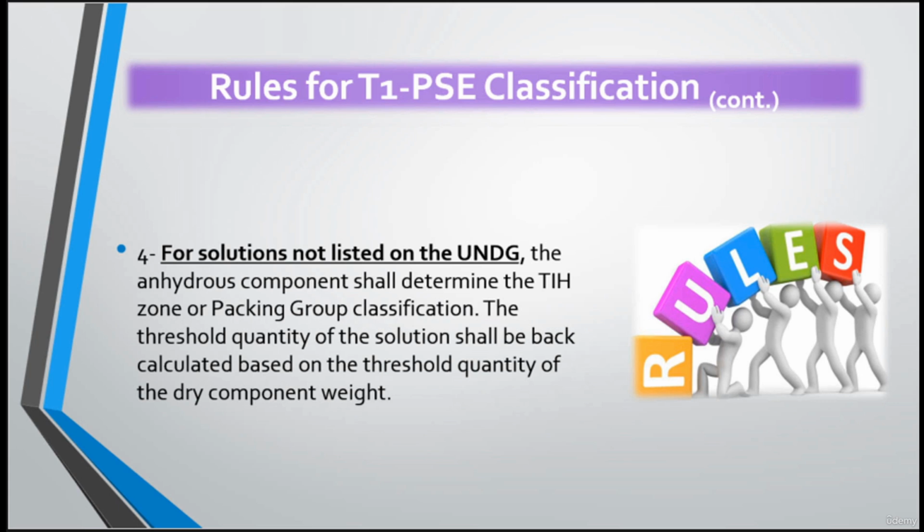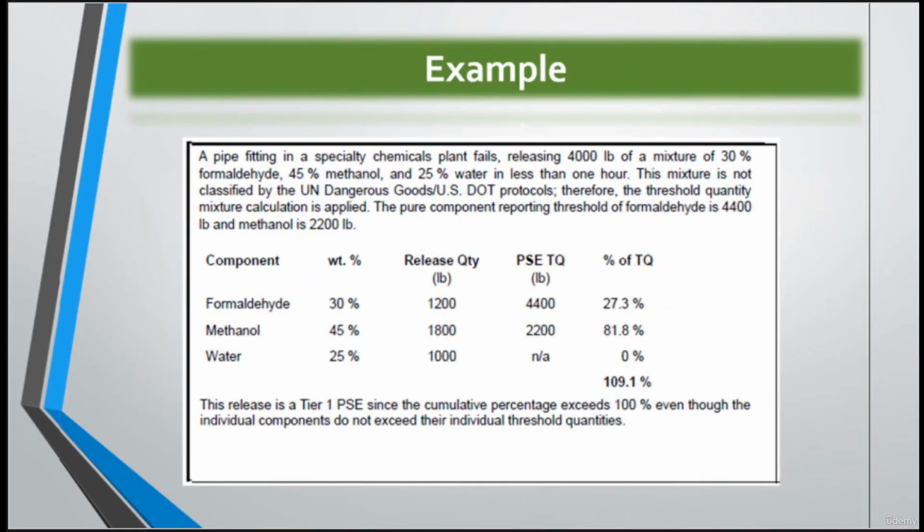Okay, moving on to rule number 5. Regarding our notes, let's see an example. A pipe fitting in a specialty chemicals plant fails, releasing 4,000 pounds of a mixture of 30% formaldehyde, which is classified as tier 1 level 7, 45% methanol, which is a tier 1 level 6 material, and 25% water, in less than 1 hour. The mixture is not classified by the UNDG classification or United States Department of Transportation protocols. Therefore, the threshold quantity mixture calculation is applied. The pure component reporting threshold of formaldehyde is 4,400 pounds and methanol is 2,200 pounds.